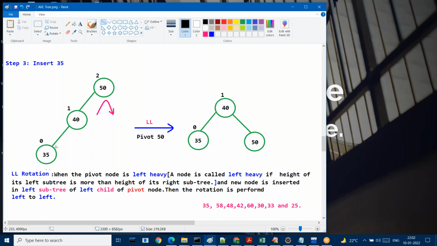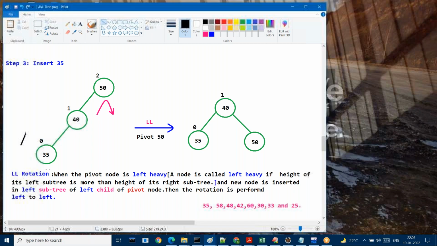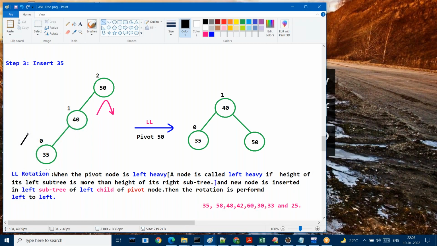Listen, Aniket. What is called the pivot node, sir? From the newly inserted node. Who is the newly inserted node here? 35. Go towards the root node. While going, check the balance factor of every node. What is your balance factor? 0. You are safe. What is your balance factor? 1. Okay, you are safe. What is your balance factor? 2. Oh sir, I found one node which lost its balance factor. This is your pivot node.